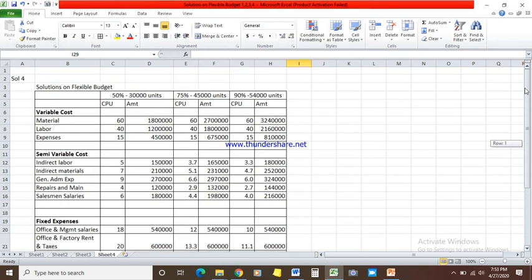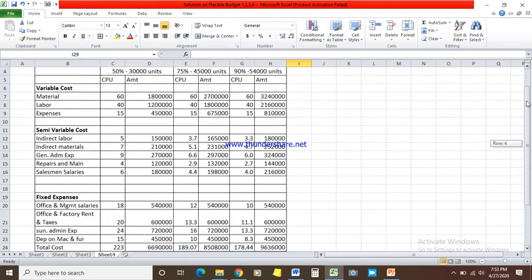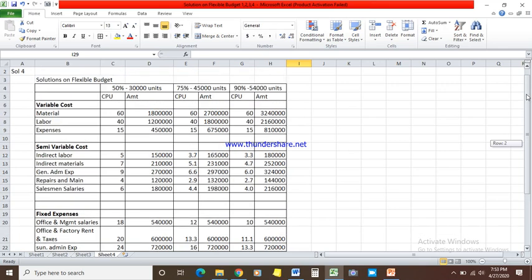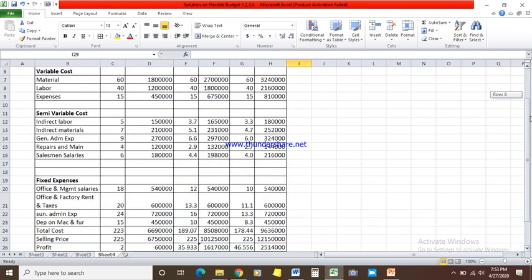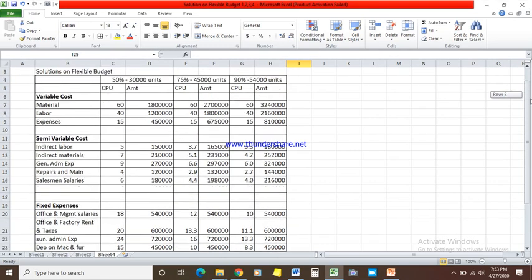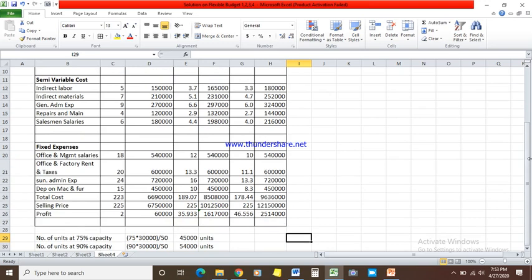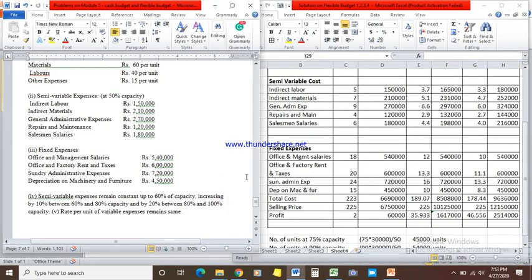So the main point we need to understand while solving flexible budget problems is how the cost patterns are going to behave. If you know the nature of a fixed cost and semi-variable cost, accordingly we can calculate for the given problem, or prepare the flexible budget for whatever problem is suggested. So I hope things are clear.